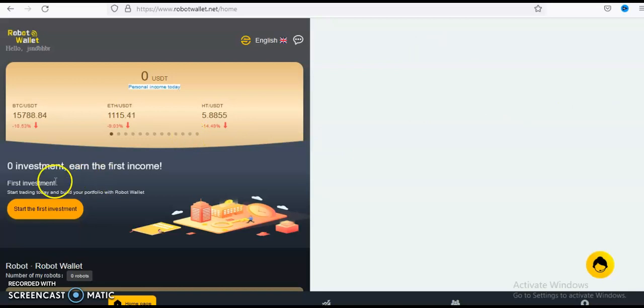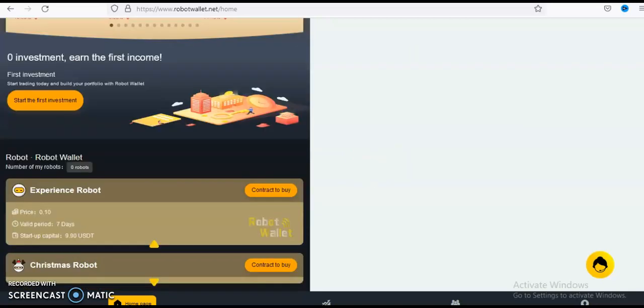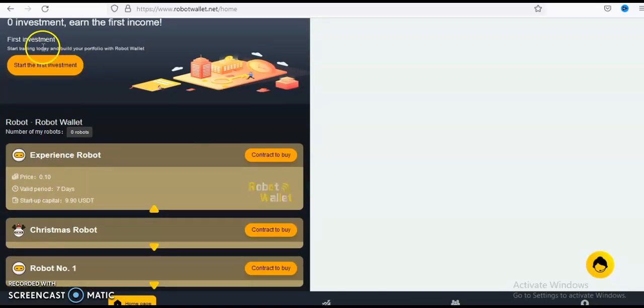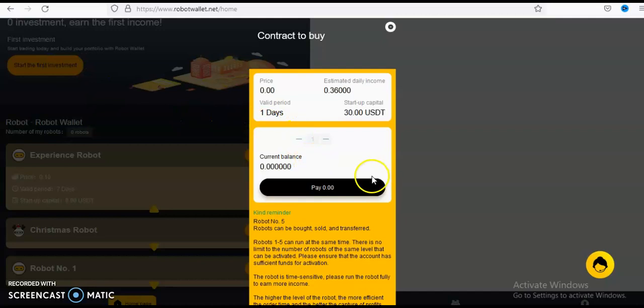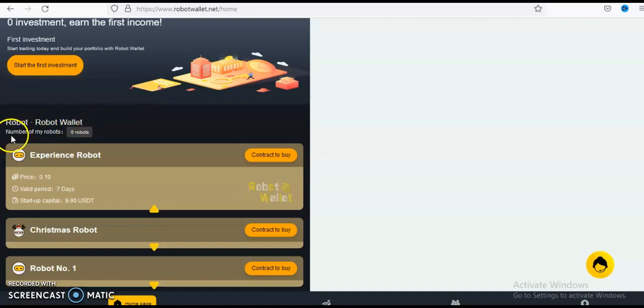Then when you register, let me show you how the platform works. First of all, you start the first investment here. When you click on it, you choose the amount you want to pay, which is usually 30 USD, and it has a validity of 1 day. As soon as you click and pay, you have bought the robot. So I'll quickly review the other robots here so that you can see that it is the same people who operated the Cala network that are still operating this one. So look at their robots.